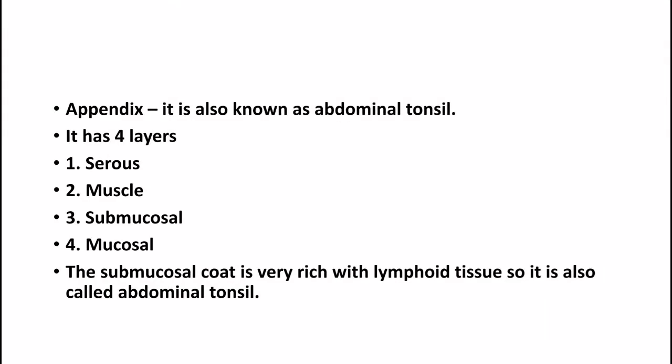Appendix is also known as abdominal tonsil. It has 4 layers: 1 serous layer, 2 muscular layer, 3 submucosal layer and the 4th mucosal layer. The submucosal coat is very rich with lymphoid tissue, so it is also called as abdominal tonsil.